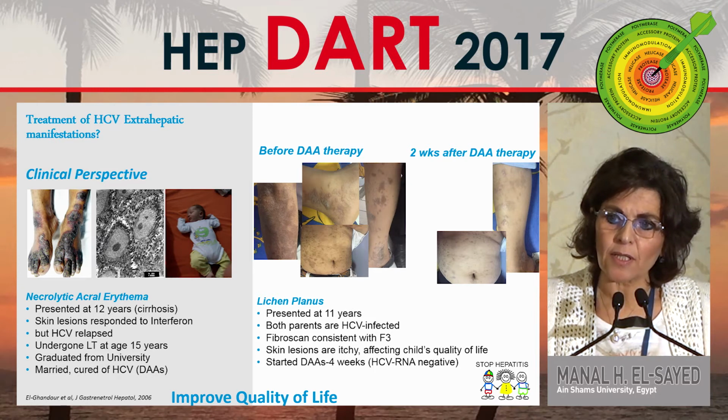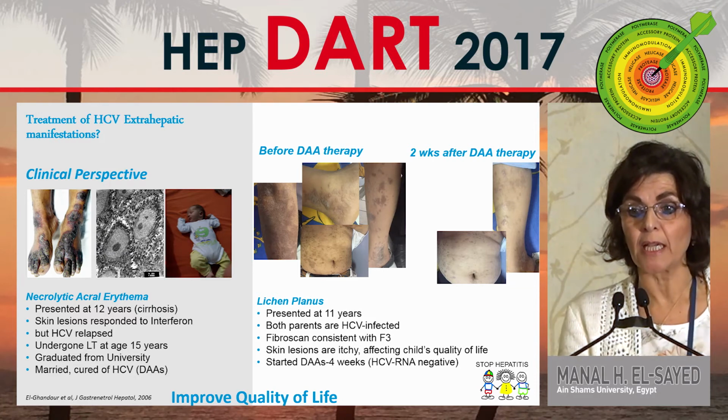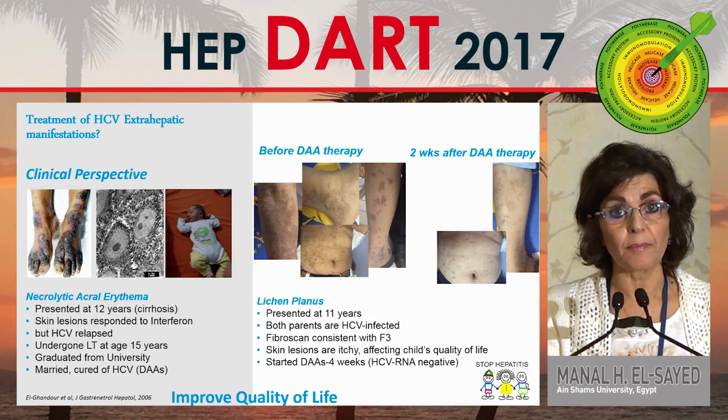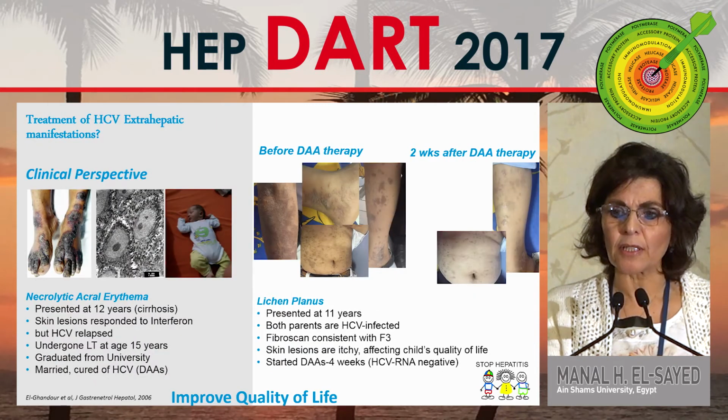On the right side, there's another case with a very rare encounter in children, which is lichen planus, a skin disease, very aggressive. An 11-year-old child also had perinatal transmission of hepatitis C. Both parents had Hep C, and he had advanced fibrosis on FibroScan. And after starting the DAAs, 2 weeks later, this is his skin lesion.